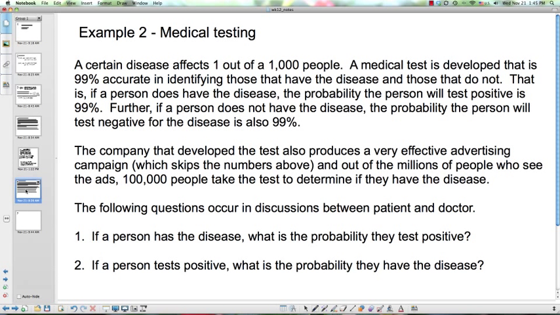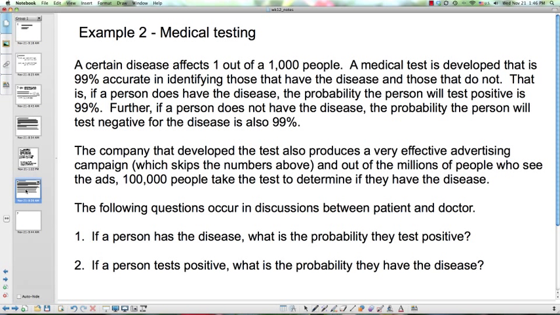And out of the millions of people who see these ads, let's suppose that 100,000 people take the test to determine if they have this disease. The following questions occur in discussions between patient and doctor. Question number 1, if a person has the disease, what is the probability they test positive? Question number 2, if a person tests positive, what's the probability they have the disease?